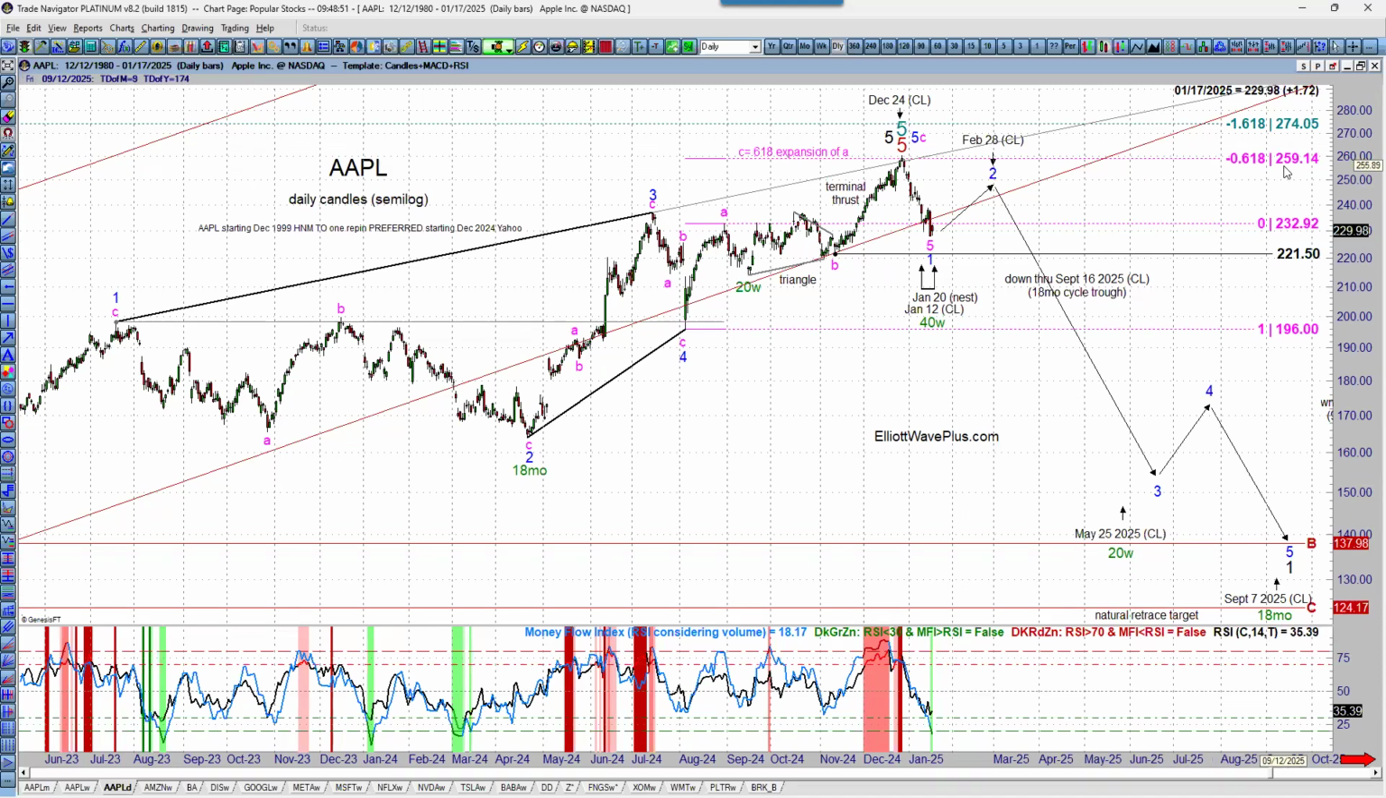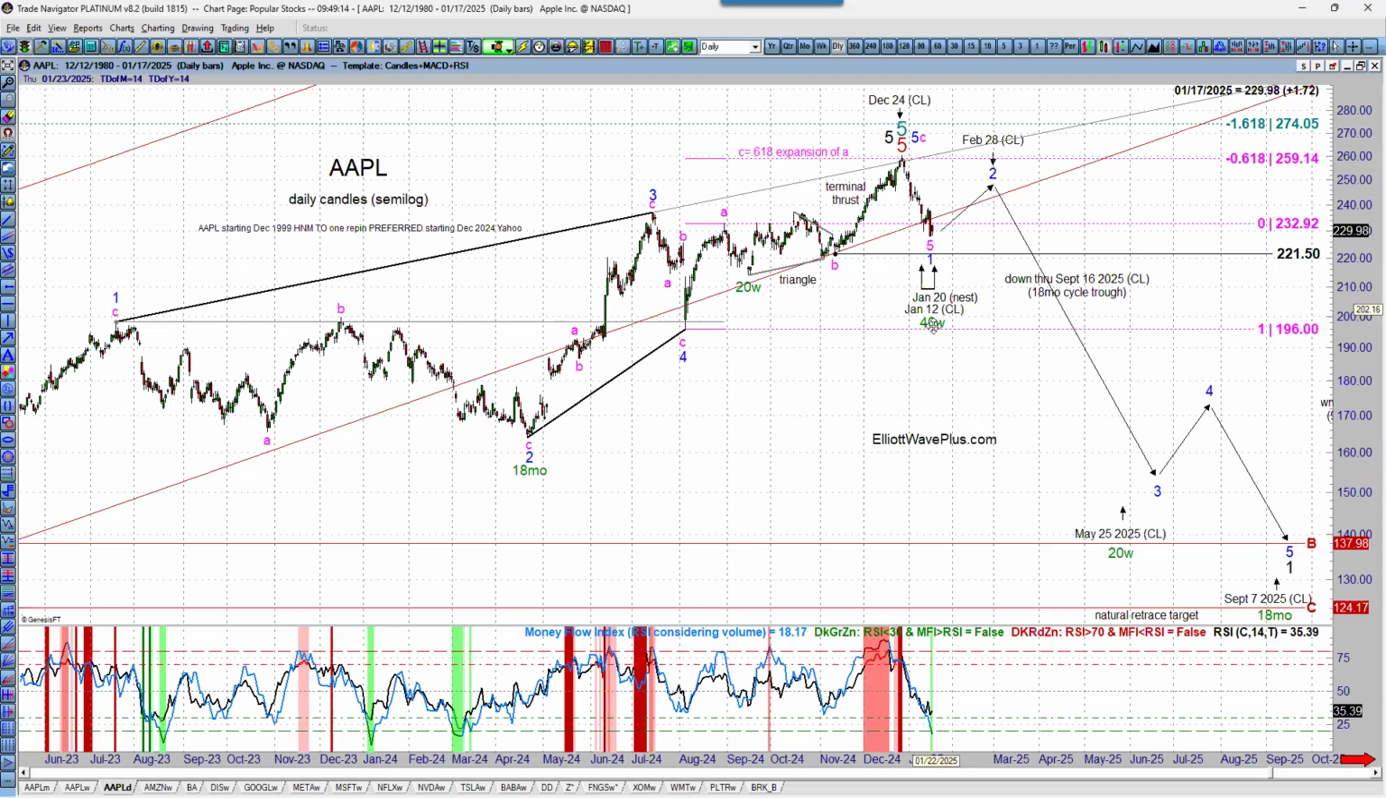So Apple peaked at about 260. It's going to drop in half, is my projection on Apple, and it's going to do it this year. And it's already started. So it peaked around Christmas. This is a very impulsive move to the downside. 1, 2, 3, 4, 5.